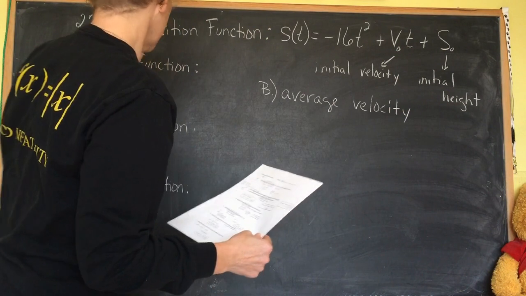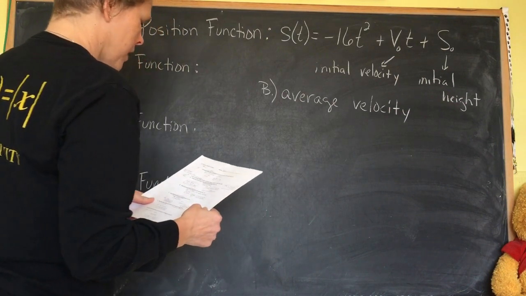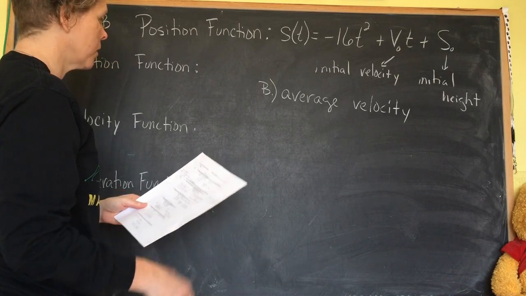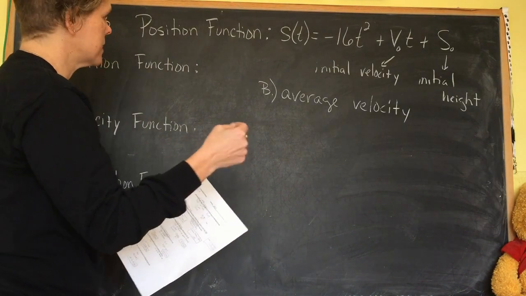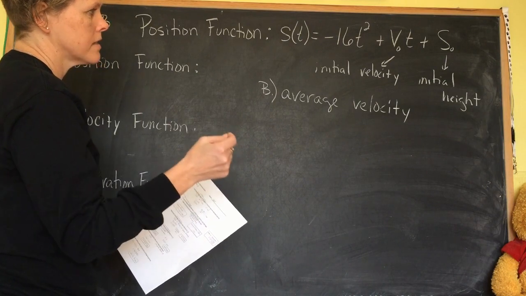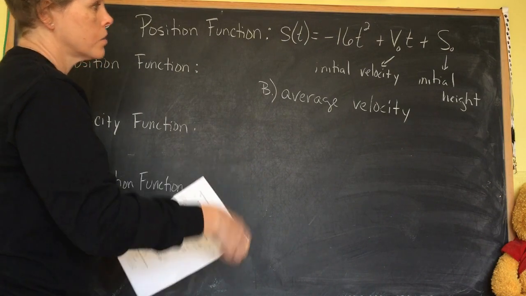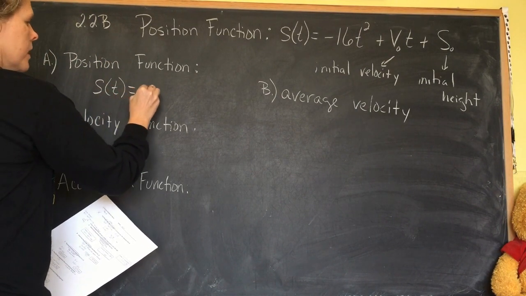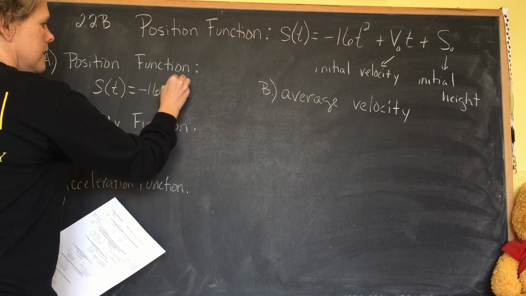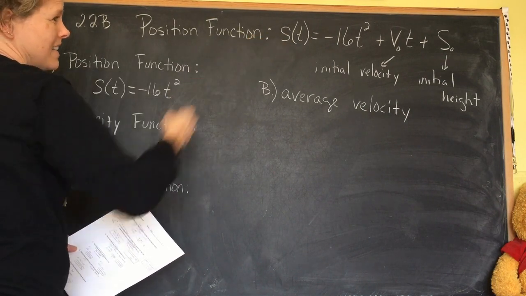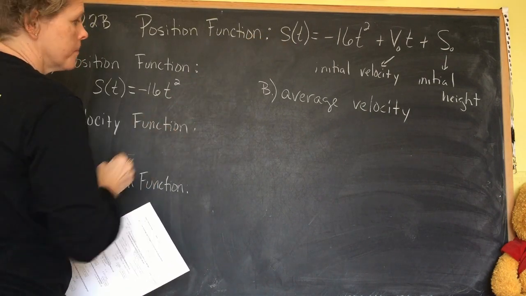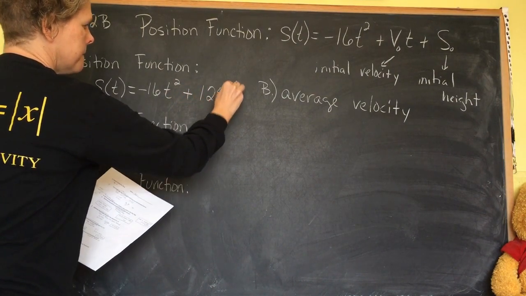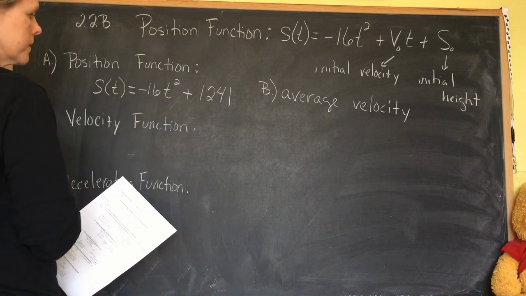All right, so let's look at this first problem. A coin is dropped from the Sears Tower, which is 1,241 feet high. Okay, so if the coin is sitting at the top of the Sears Tower, that means the initial velocity of the coin is 0. And so that position function is always s of t. We're going to keep that negative 16t squared. The velocity is 0, so it wipes out that middle term, and the initial height is 1241. All right, there's your position function.